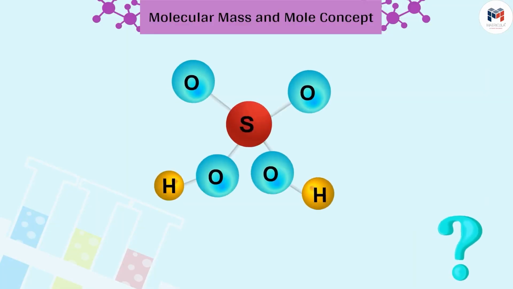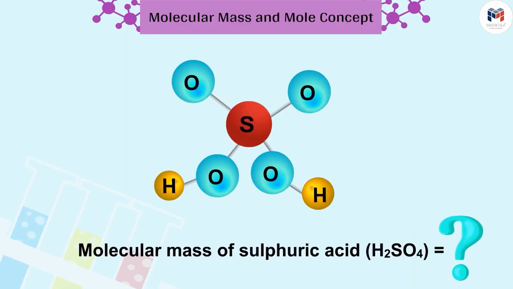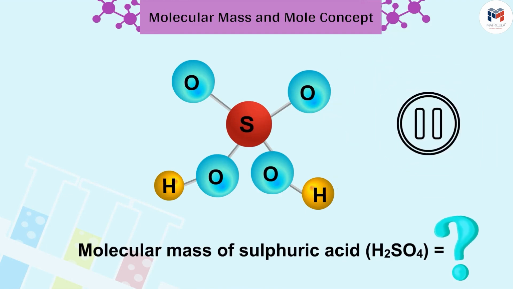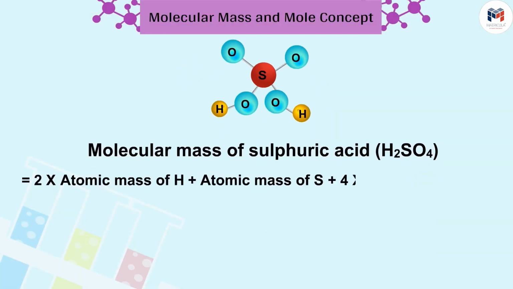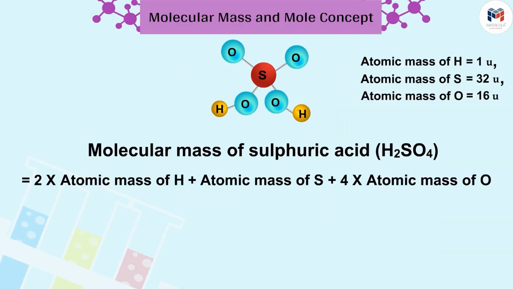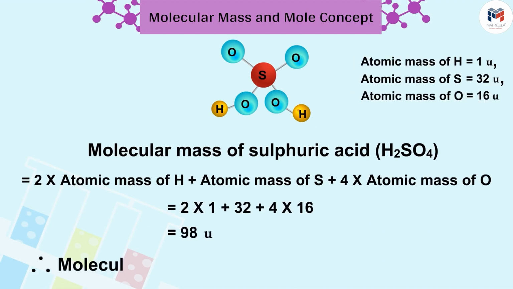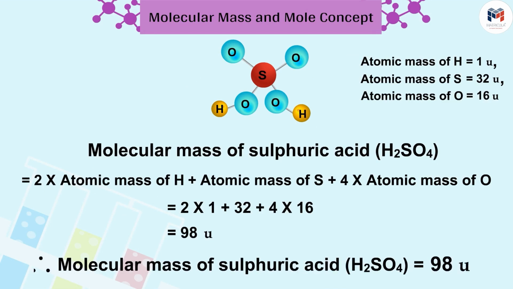Now, can you find the molecular mass of sulfuric acid, H2SO4? If you want, you can stop the video and find the answer. We can find the molecular mass of sulfuric acid, H2SO4, in this way. The molecular mass of sulfuric acid, H2SO4, is 98U.